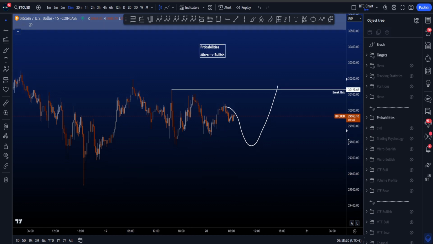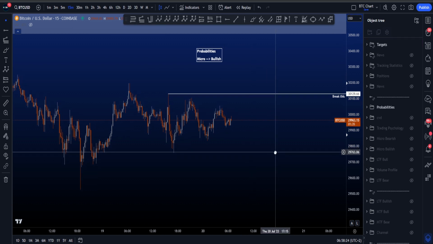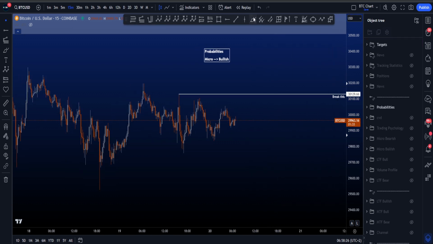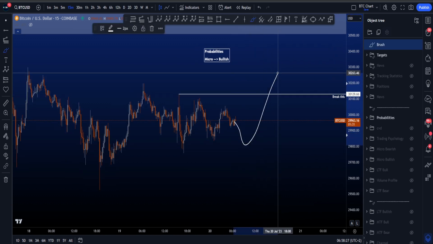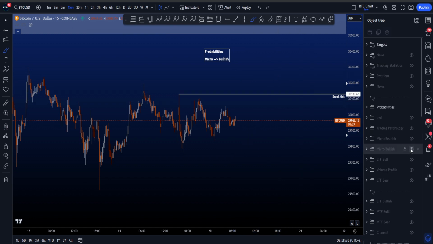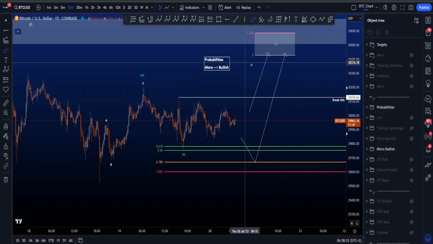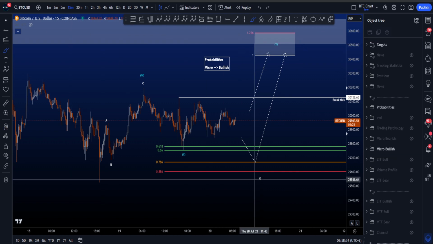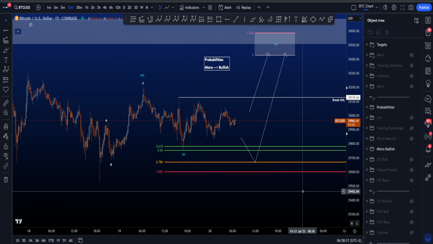So probabilities from an Elliott Wave perspective are at the moment towards the upside. Doesn't mean, again, we can't go down and then up. What I'm talking about is on the micro, I'd be looking at the moment for a wave Y to the upside based on the probabilities that Elliott Wave is giving us.